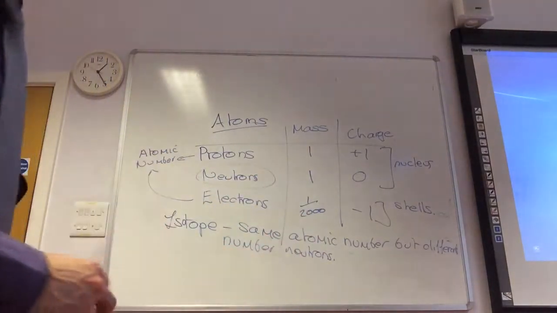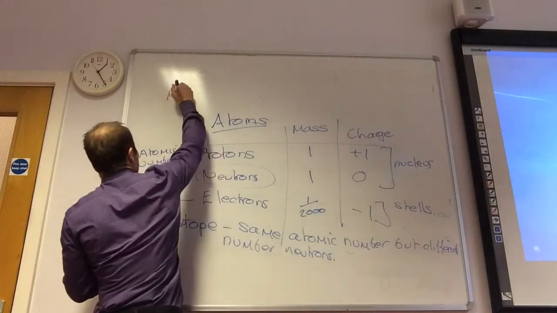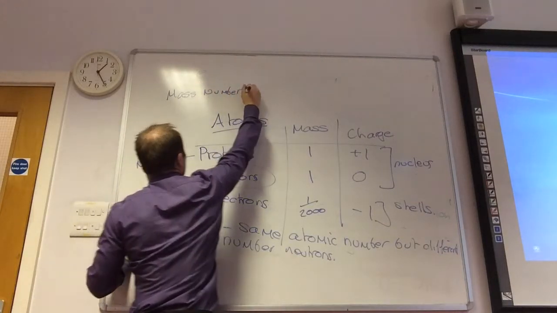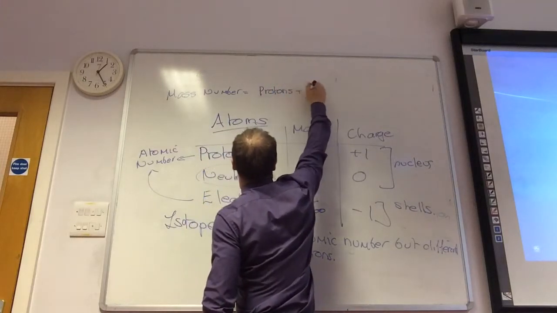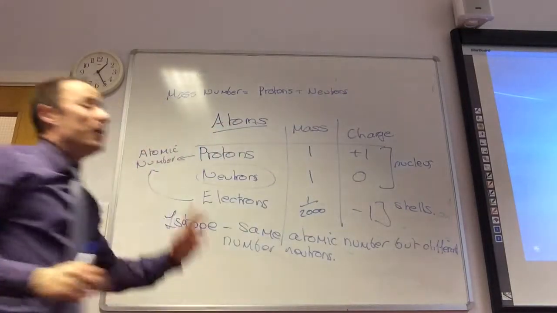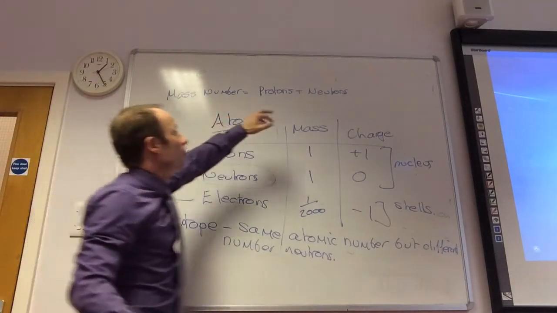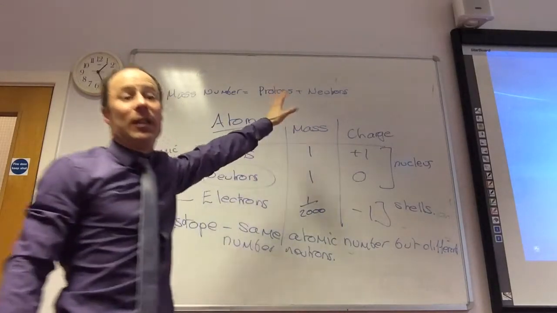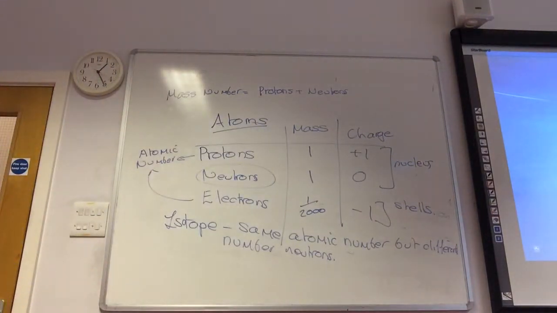So atomic number we said was the number of protons. Mass number we need to know. If we had to write out mass number, what does that equal? Protons plus neutrons. That we'll be told. So normally we're told the mass number and asked to work out the number of neutrons. So we just take away from it the atomic number. That's easy peasy.